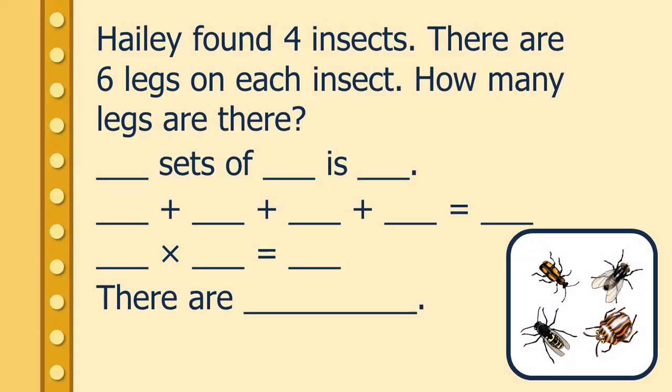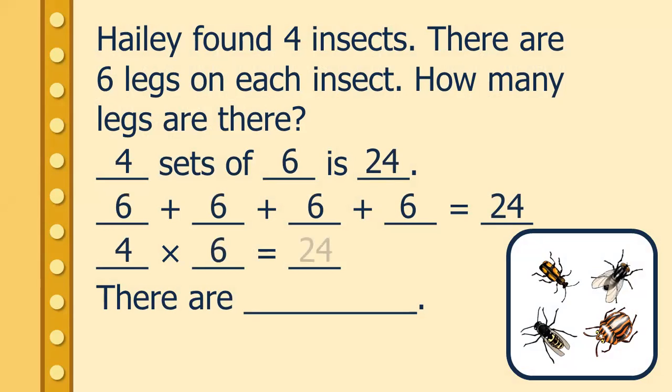Next, we say Haley found 4 insects. There are 6 legs on each insect. How many legs are there? So we have 4 sets of 6. Looking at our picture down here, we have 4 insects, and each one of them has 6 legs. And so our answer is going to be 24. We can do 6 plus 6 plus 6 plus 6 and get 24. Or you can do 4 times 6 and get 24. Either way you look at it, the answer is still 24 legs.